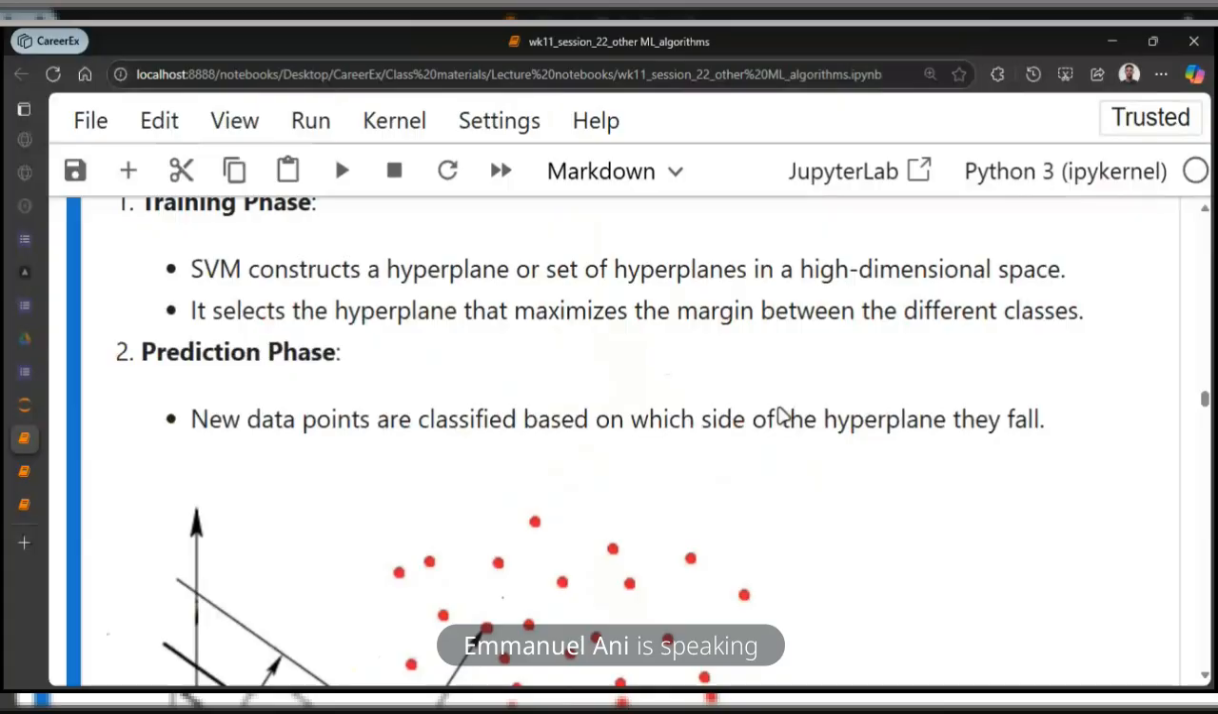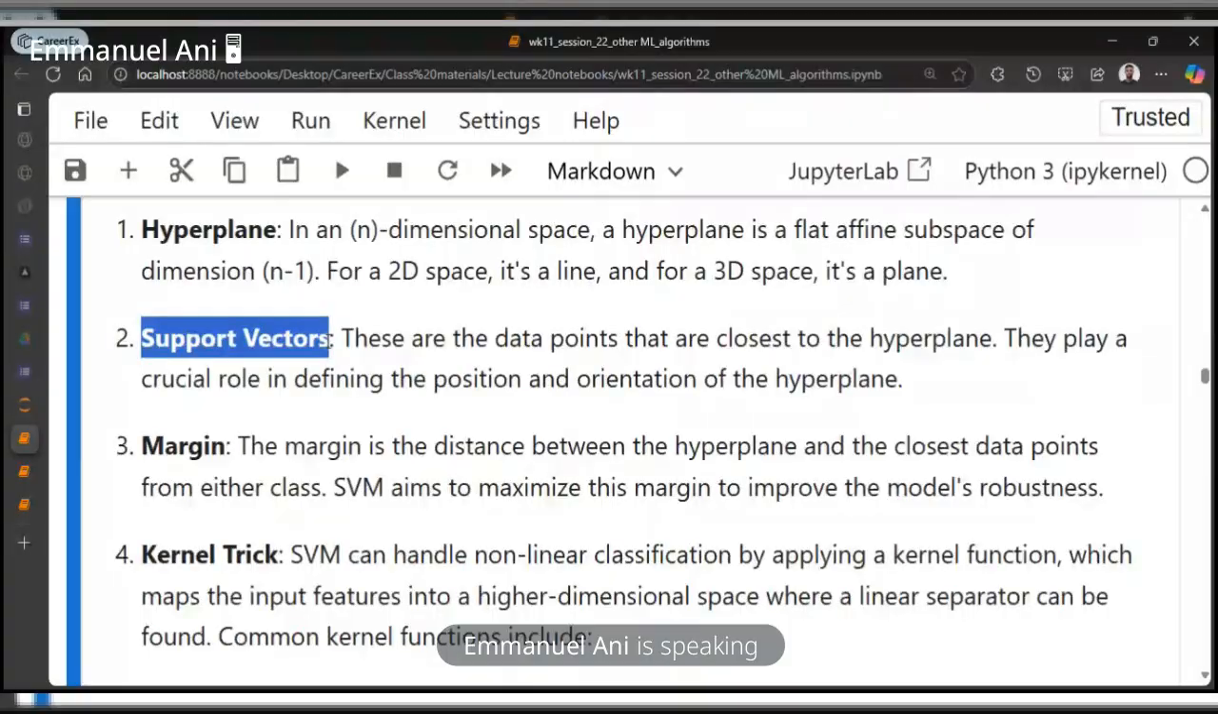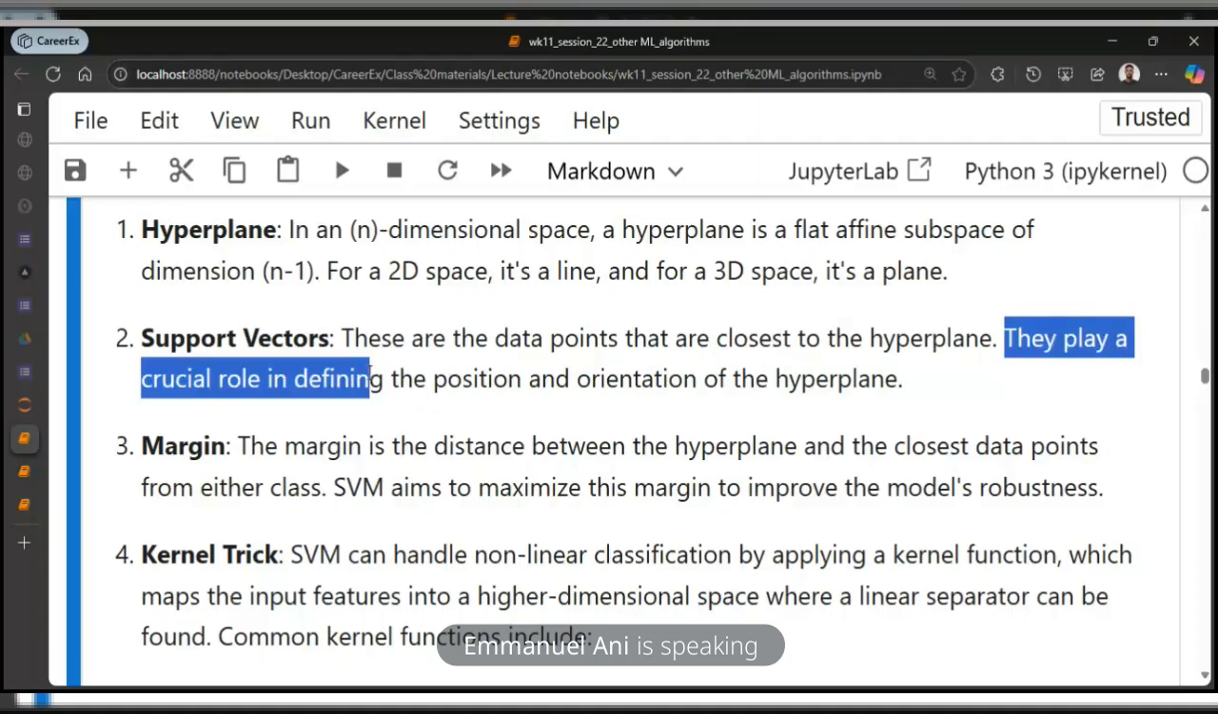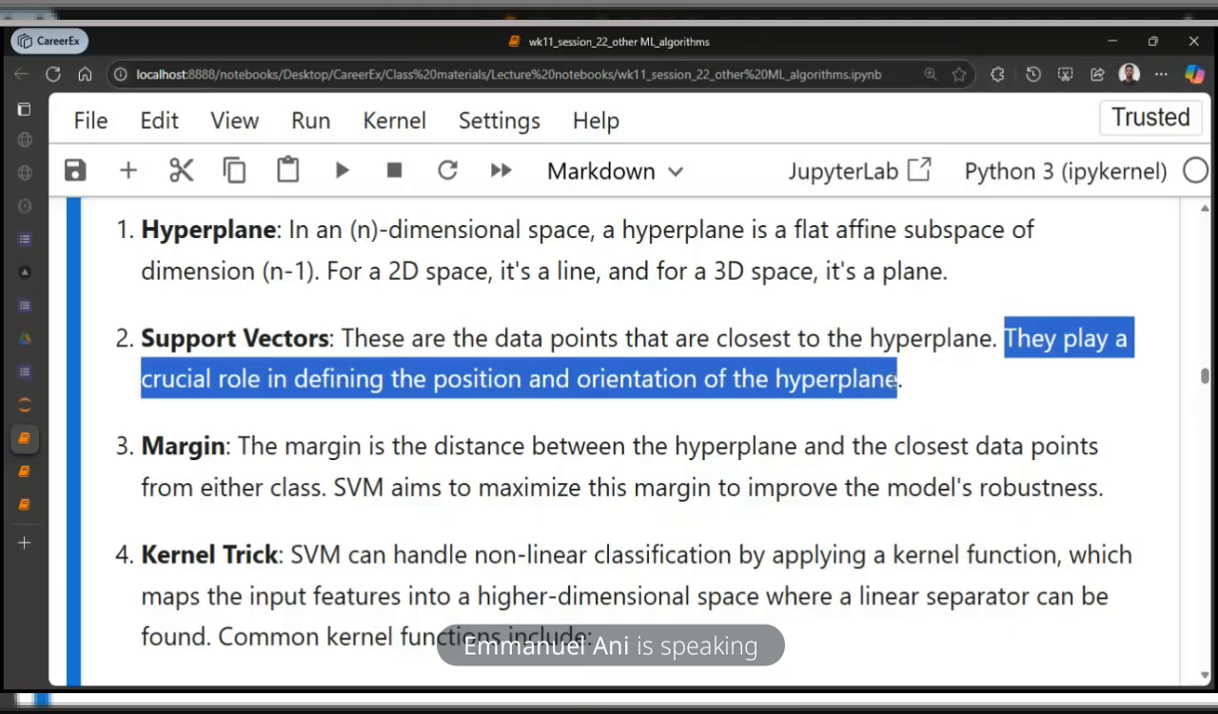So we have support vector. So support vectors in this case, they are the data points that are closest to the hyperplane. To create the hyperplane, there are some things that your SVM algorithm is going to look at. The support vectors are one of them. These are data points that are closest to the hyperplane. They play a crucial role in defining the position and orientation of the hyperplane.